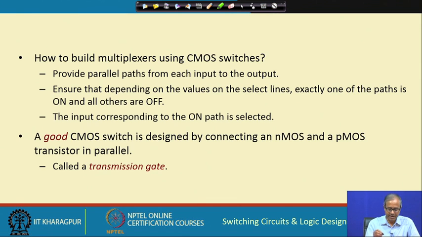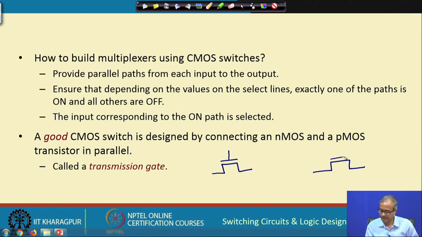We require something called a transmission gate. Let us try to understand what a transmission gate is. We have talked about NMOS transistors and PMOS transistors. This is an NMOS transistor, and this is a PMOS transistor. For an NMOS transistor, the switch is closed when you apply a 1 on the gate, this control input, and for a PMOS transistor it is closed when I apply a 0 on the gate.